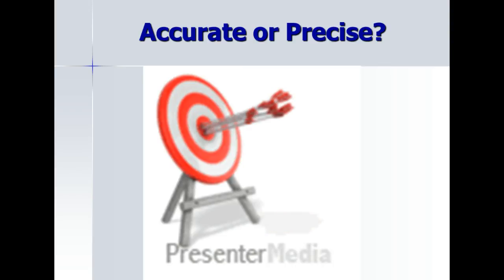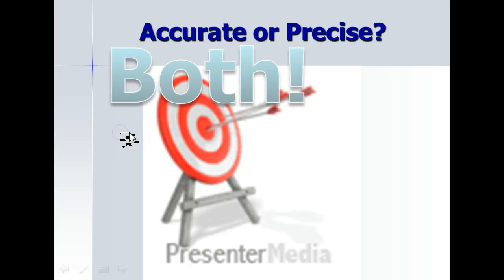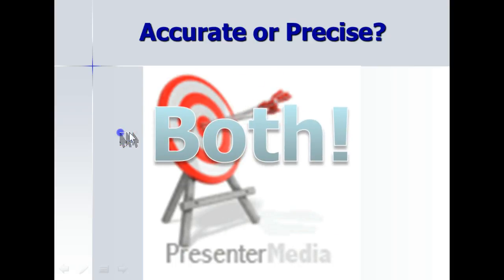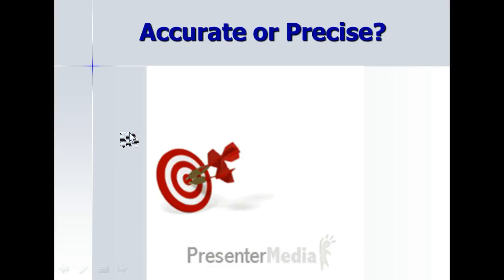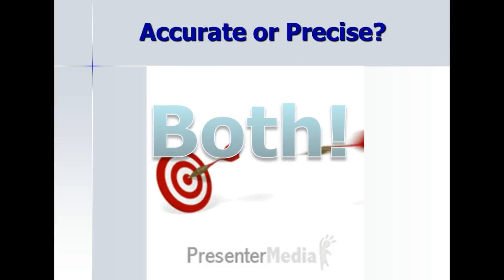Whoever's shooting these arrows, they're getting them all in the bullseye. So this would be very accurate and also precise because they're all in the same spot. Okay, this one only has 3 darts, but they're accurate. They're all in the bullseye, and so that means it's precise as well because they're all in the same spot.